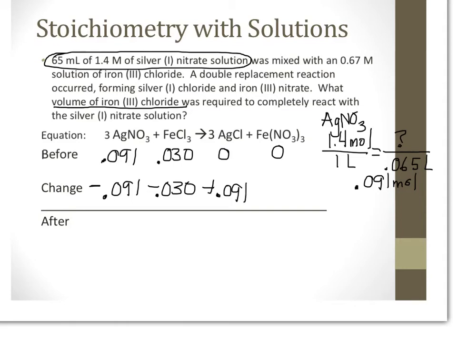And there is a 3:1 ratio of silver nitrate to iron nitrate. It's the same as the ratio between silver nitrate and iron chloride. So this guy's change line is 0.030. So do my arithmetic here. Nothing left. That's all been used up, and we've created 0.091 moles of silver chloride and created 0.030 moles of iron nitrate.